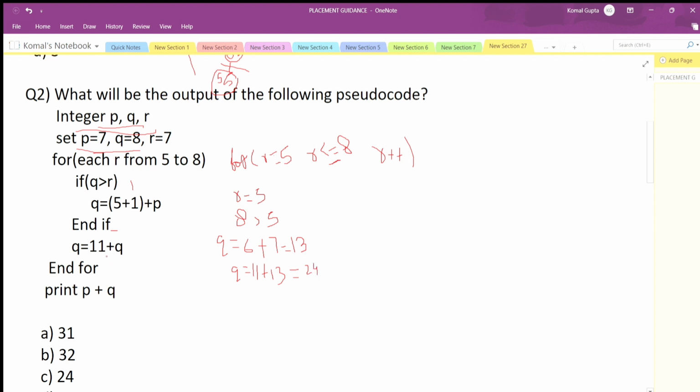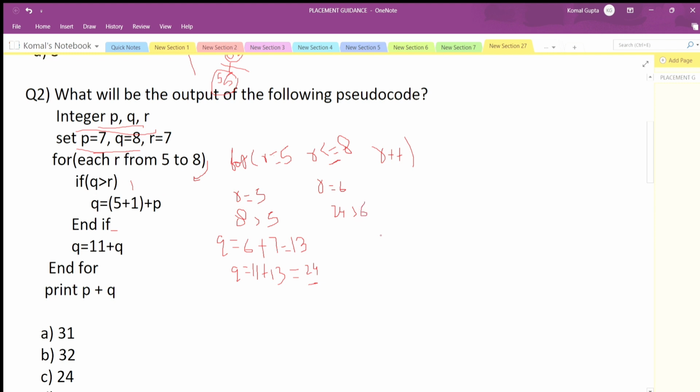Okay, now it will increment r by 1. So now the value of r will be 6. Is 6 less than equals to 8? Yes. So we will again come into this for loop. Now we will again check this condition, that if q is greater than r. Yes. So now the value of q is 24. So now we will see that 24 is greater than 6. Yes, true. Now condition again satisfy.